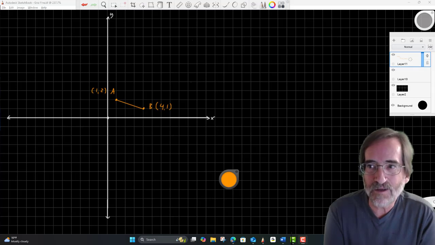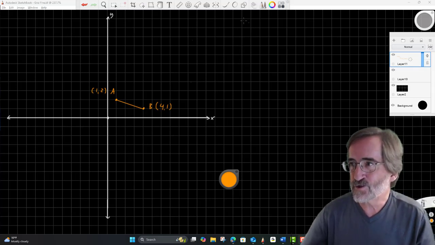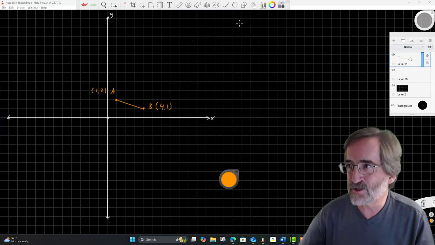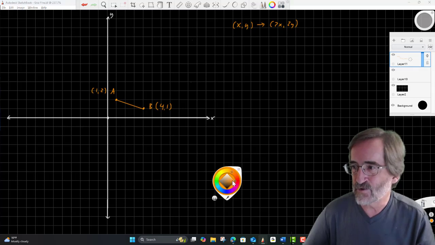So AB, A is 1, 2, B is 4, 1. And I'm going to double that segment. So in transformation notation, that's going to look like this. XY becomes 2x, 2y. Okay? And watch what happens when we do that.